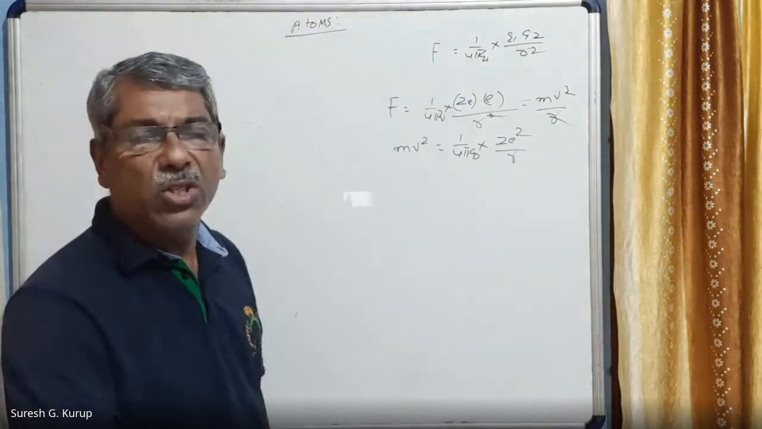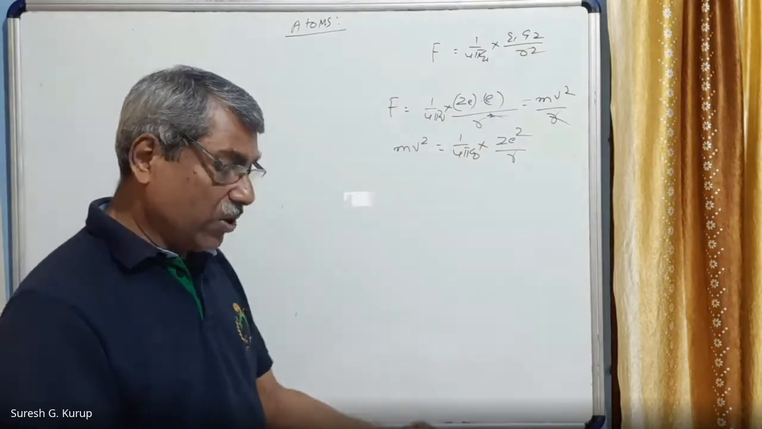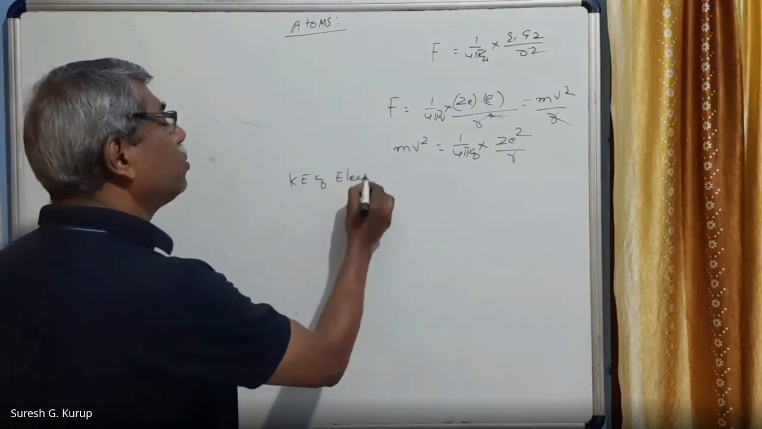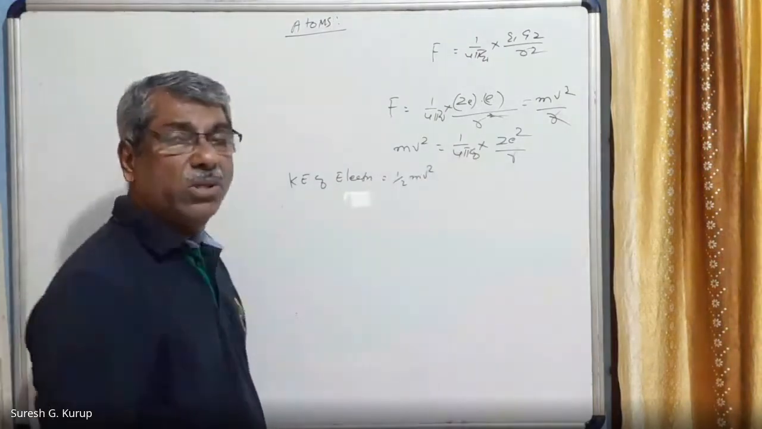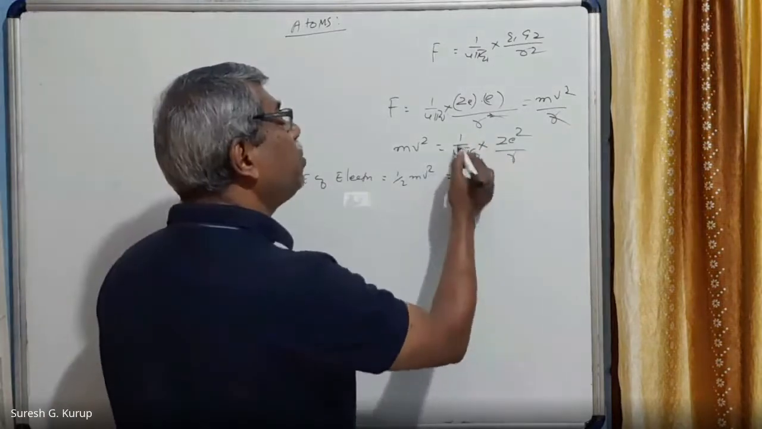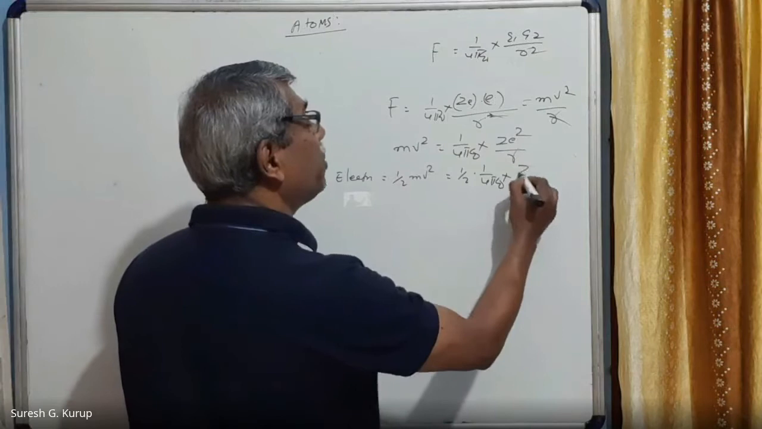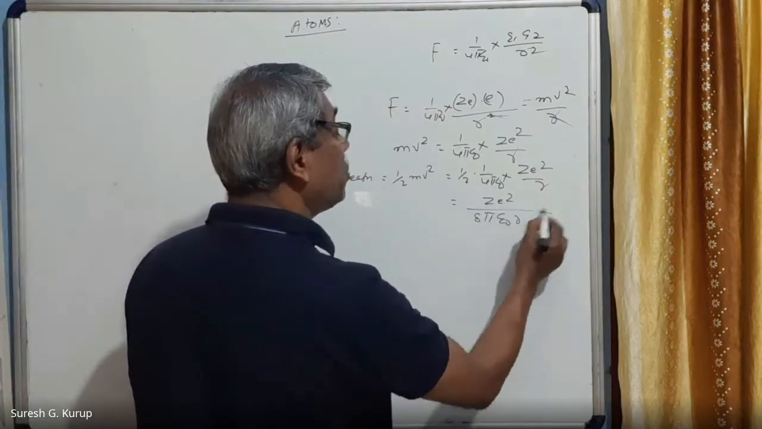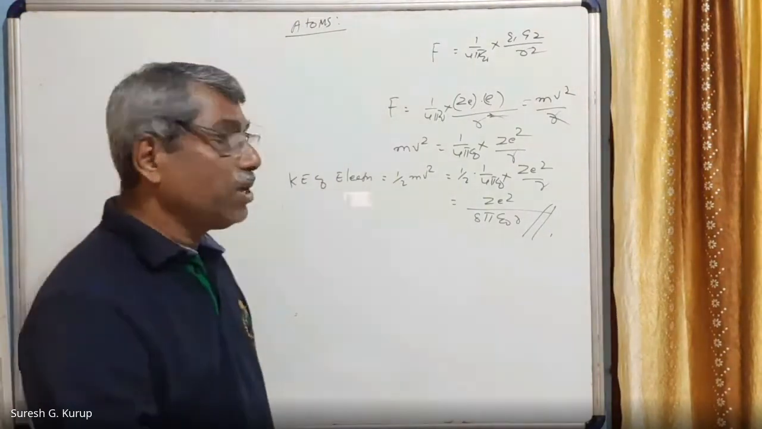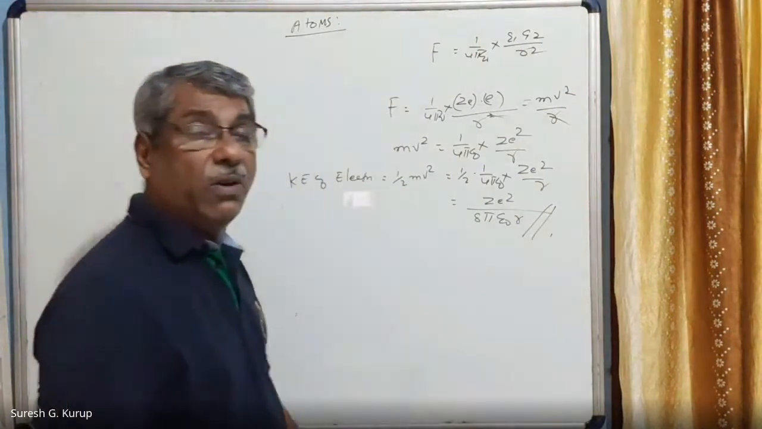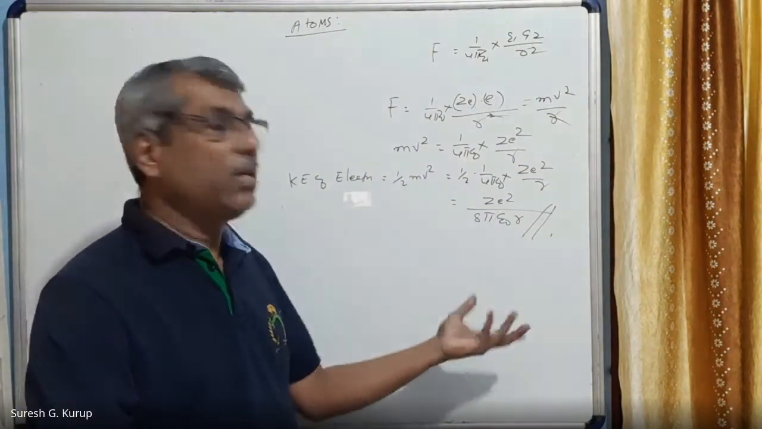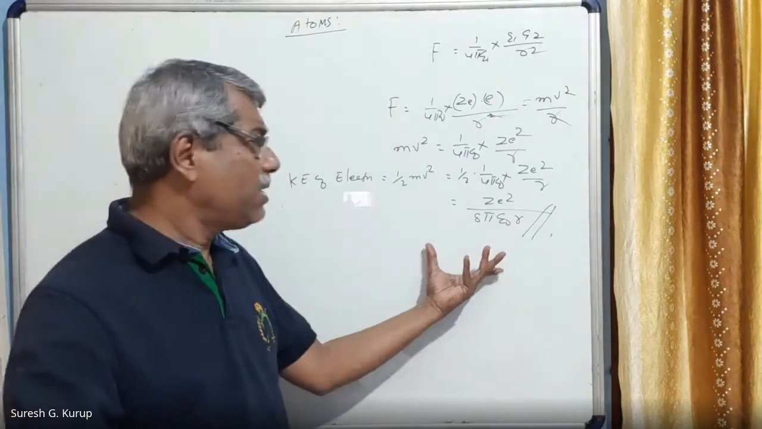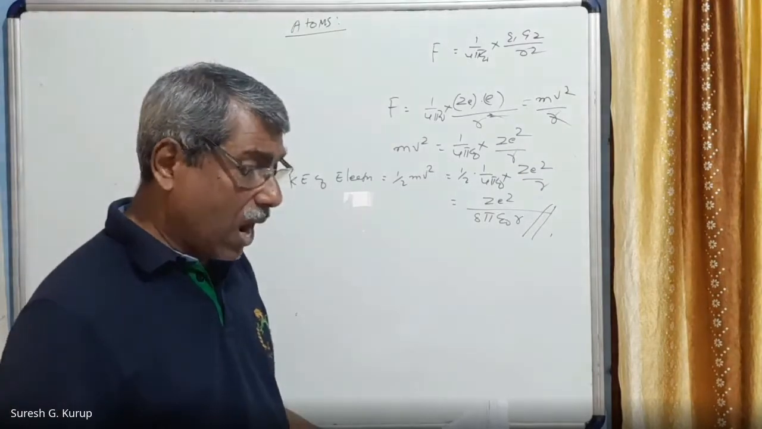From m v square we can calculate the value of the kinetic energy. Kinetic energy of the electron is equal to half m v square. Multiply both sides by half: half m v square is equal to half into 1 by 4 pi epsilon 0 into Z e square divided by R. This is equal to Z e square divided by 8 pi epsilon 0 R. So this is another beautiful relation. In a later stage we will find the value of the radius also. Generally, this is the expression for the kinetic energy of an electron revolving around the nucleus of an atom: Z e square divided by 8 pi epsilon 0 R.